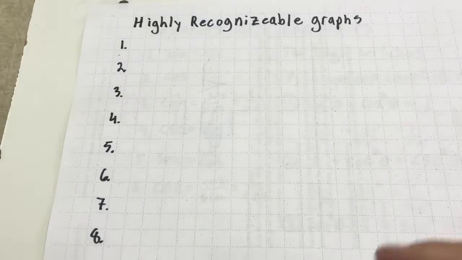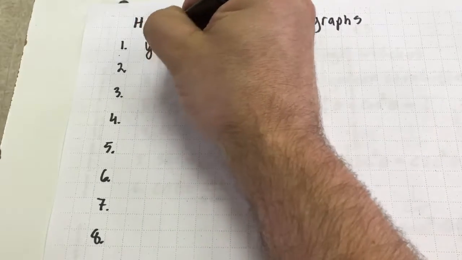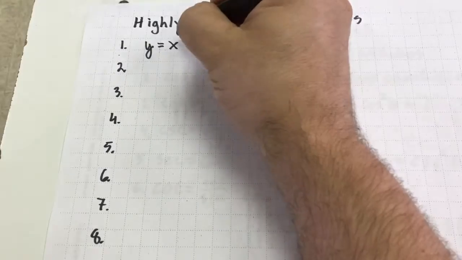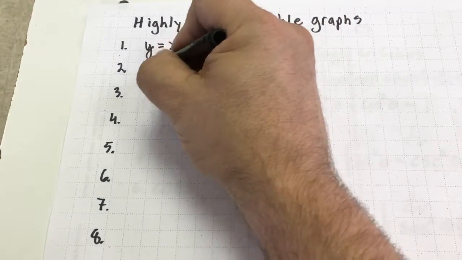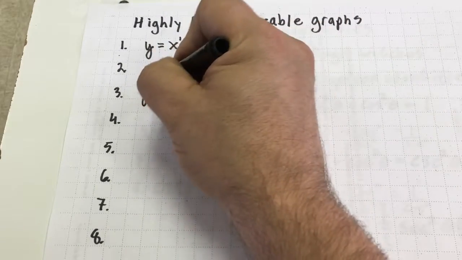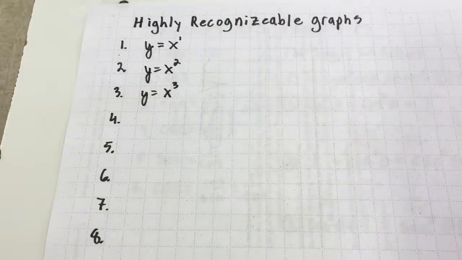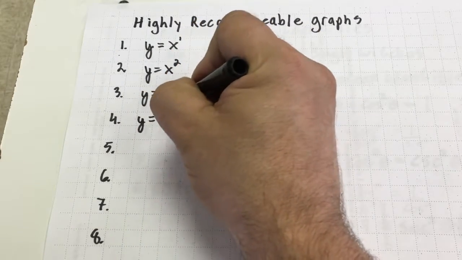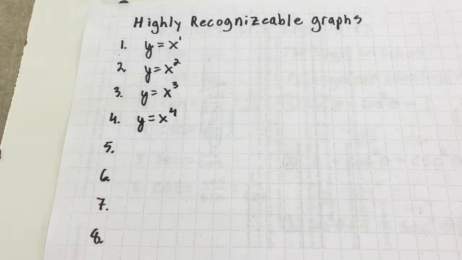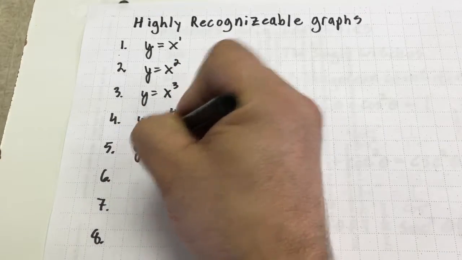We're going to go over some highly recognizable graphs. The first one I'd like to talk about is just plain old y equals x, a line, basically y equals x to the first, then y equals x squared, y equals x to the third, or y equals x cubed, y equals x to the fourth. And then I'm going to move out of the polynomials and do some other basic functions.